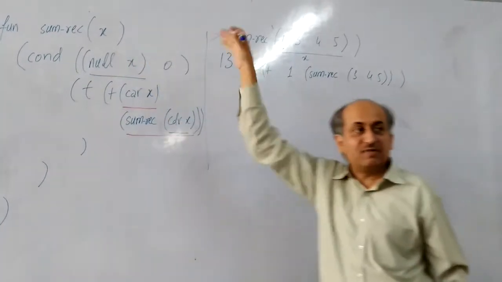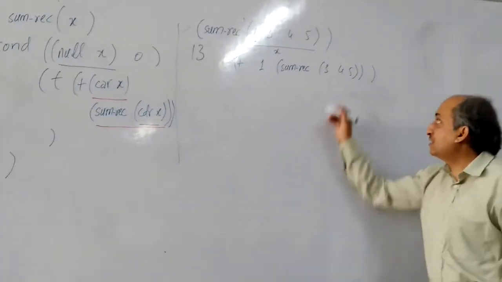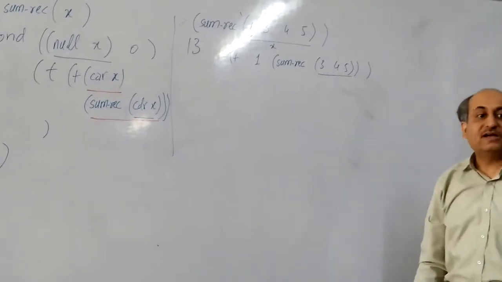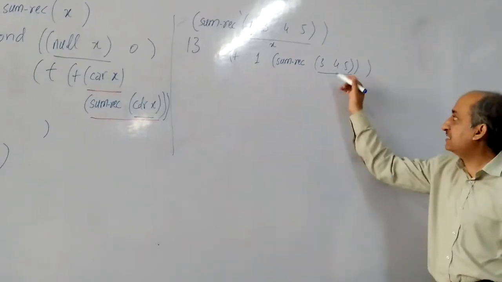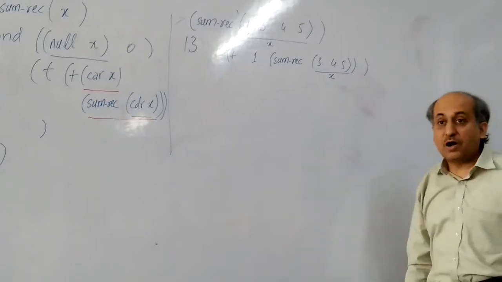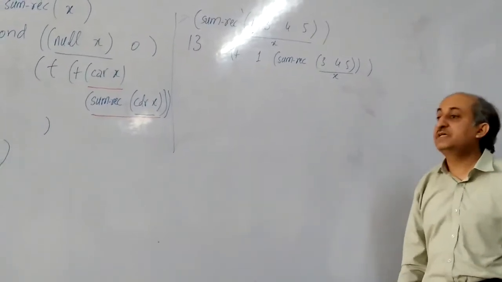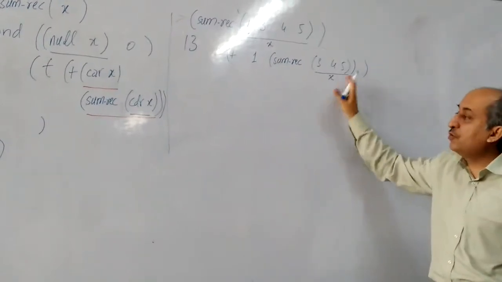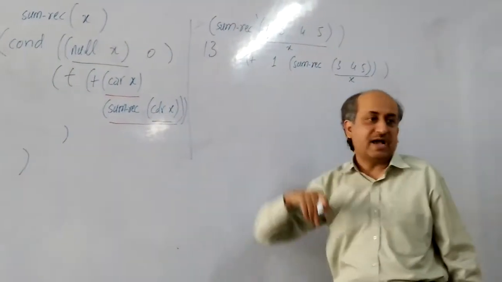If we match this call with the header line of that function, what is the value being passed to x in this function call? It is the reduced list, the list of 3, 4, 5. So now in this case, the value of x is 3, 4, 5. And with this value, the code of sum recursive will be executed.